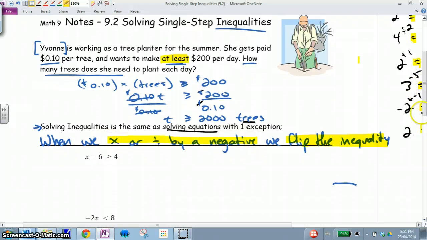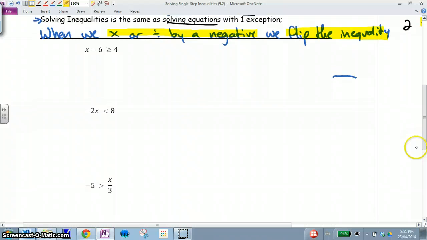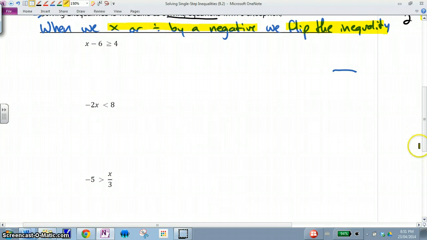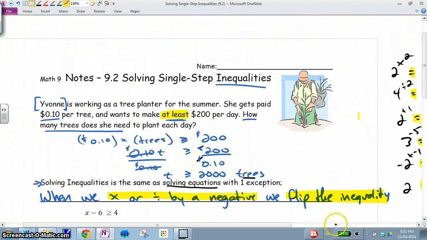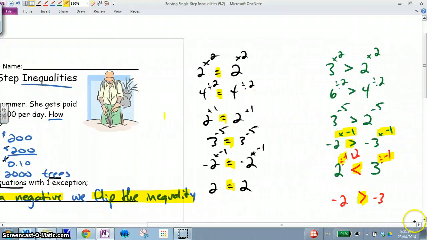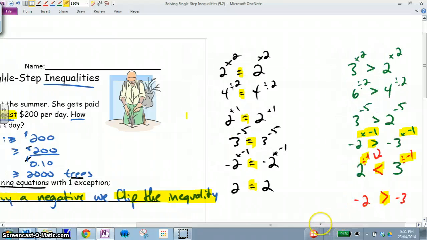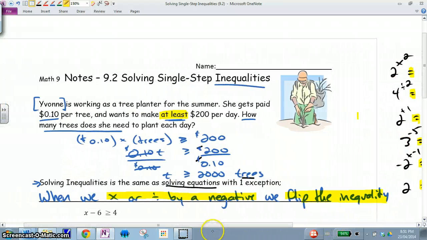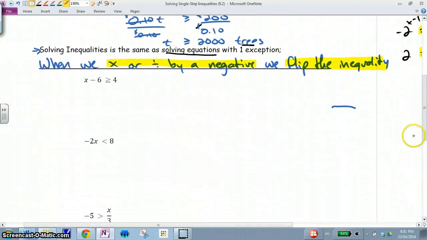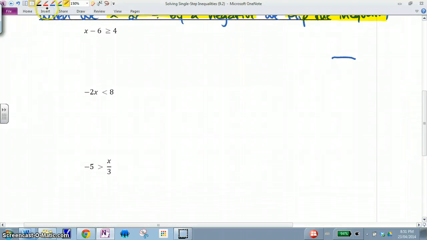Okay, that's the one change, and this is a significant change. It's tough to remember, but you gotta remember why it happens, right? You gotta think back to this, that we can't just keep doing the same one thing to both sides. When we start throwing negatives in, it changes. The inequality has to change. We're going to solve a couple here, and then we'll make sure we know what to do here.